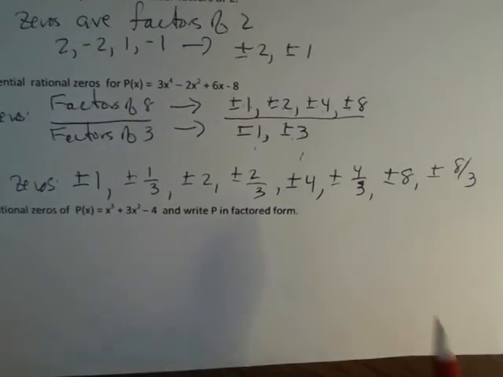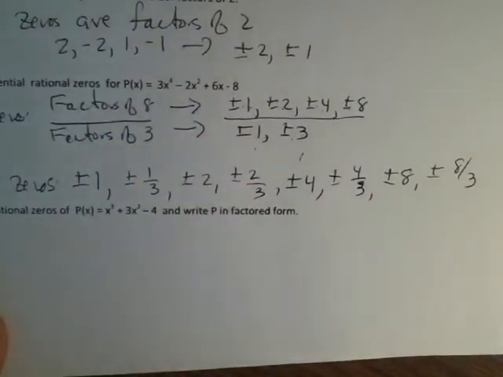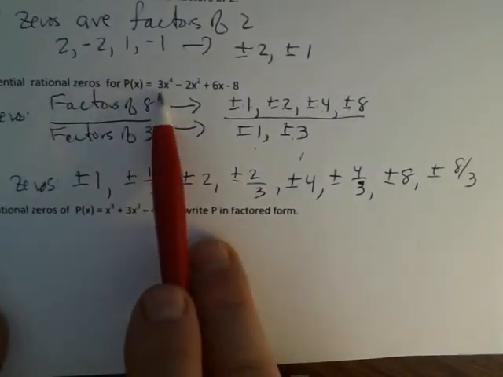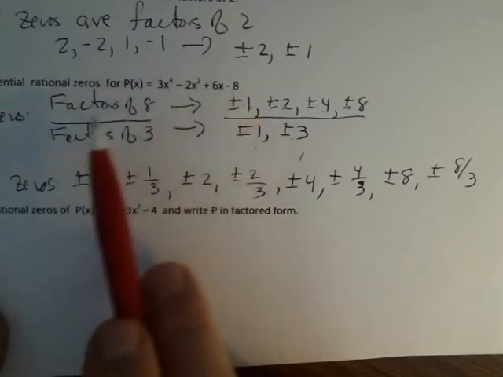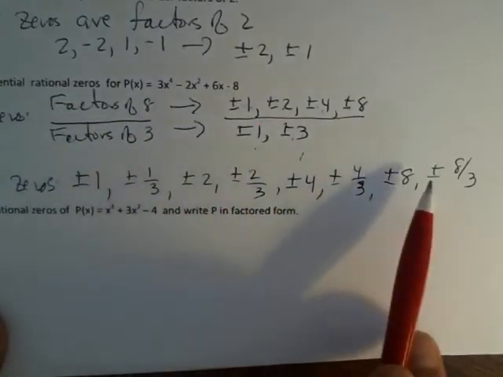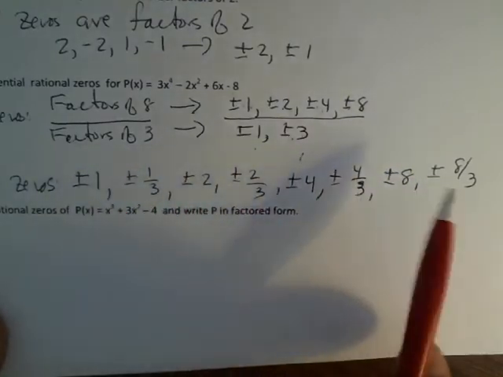And what makes it so many is that 3 right here. That's what increases the number of potential zeros. Just like when we factored quadratics, when we had a 2x squared or a 3x squared, you had many more possibilities. Same way. Now, it doesn't mean you actually test all these. What this just means is these are the possible numbers.